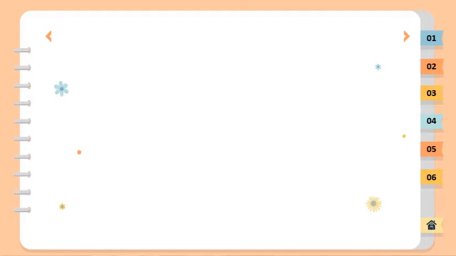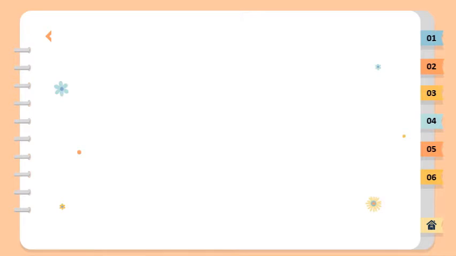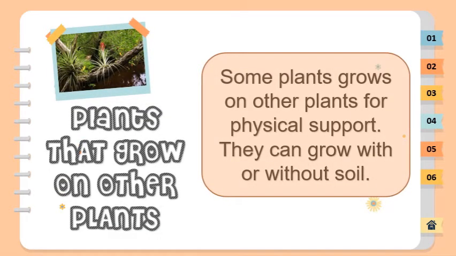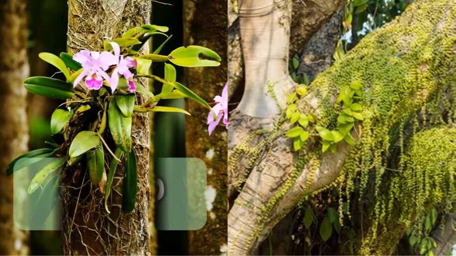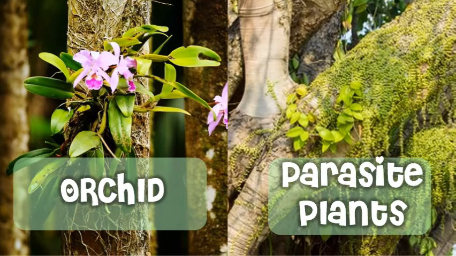Other than plants that grow in land and water, there are also plants that grow on other plants. Some plants grow on other plants for physical support. They can grow with or without soil. Examples of these plants are orchid and parasite plants. Look at how they attach to the tree.